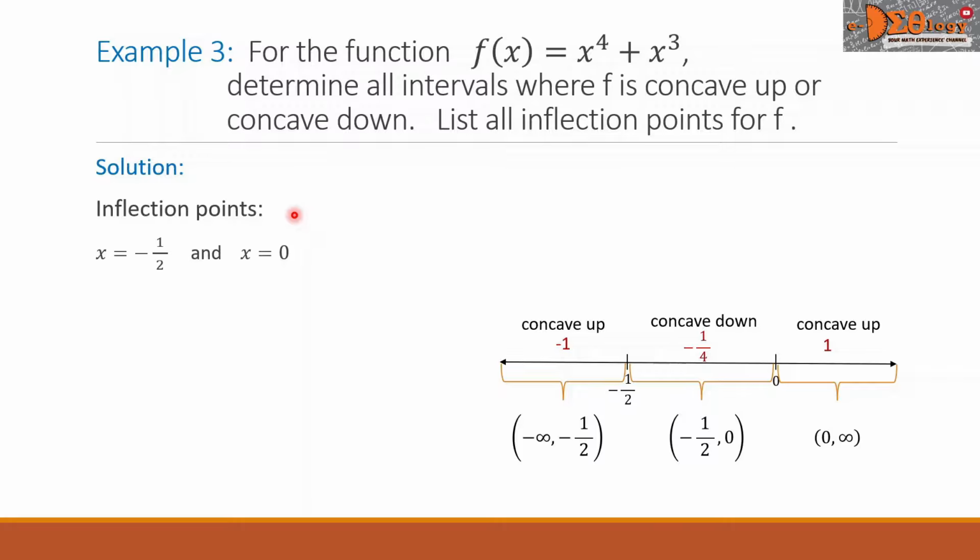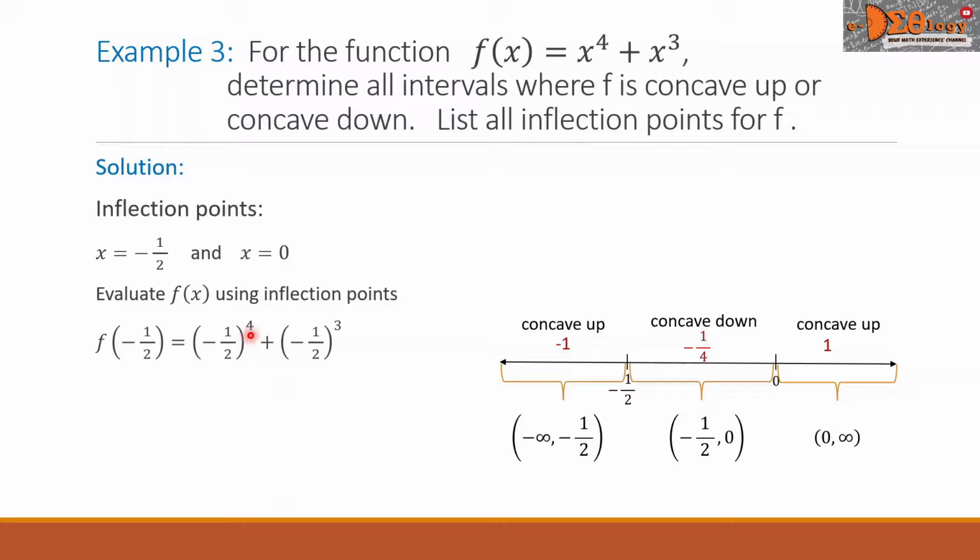Now, for the inflection points, we have two values for x, negative 1/2 and x equals 0, as we can see here also in our illustration. We want to get the y value for each of the points. We are going to evaluate the function using these points. Let's begin with the first value, the negative 1/2. So that will be f of negative 1/2. We have the fourth power of negative 1/2 plus the third power of negative 1/2.